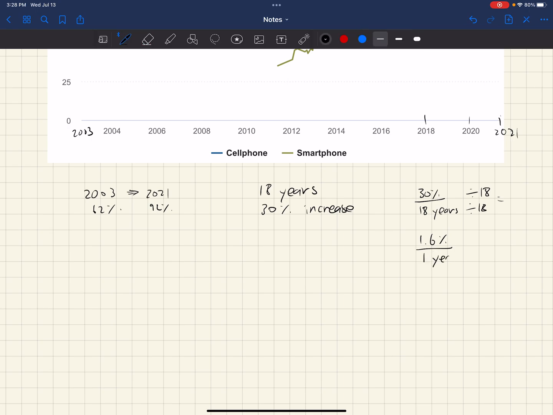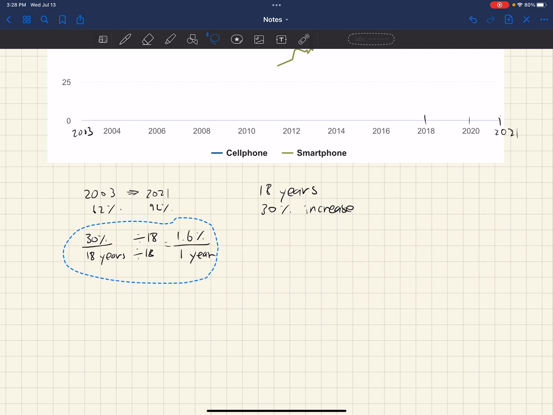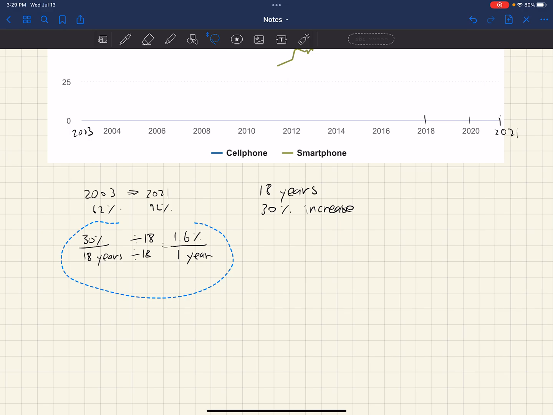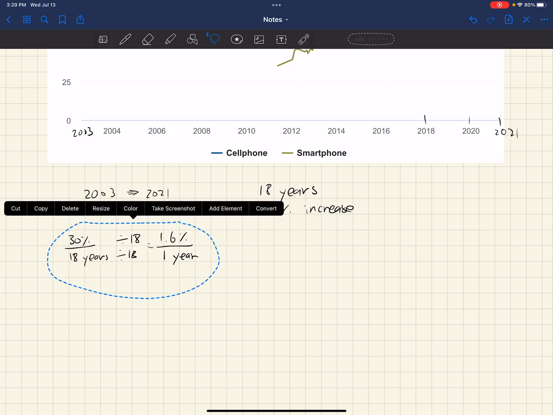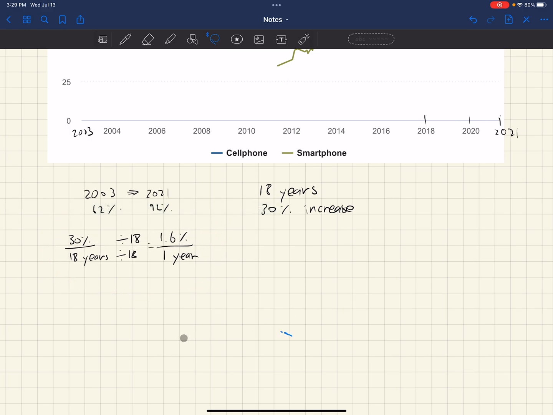So that's about 1.6% per year increase, which means that every year there was about a 1.6% increase. And this is the constant of proportionality, or the slope, which you'll learn later. But that is how much it increases by. So every year it increases by 1.6.